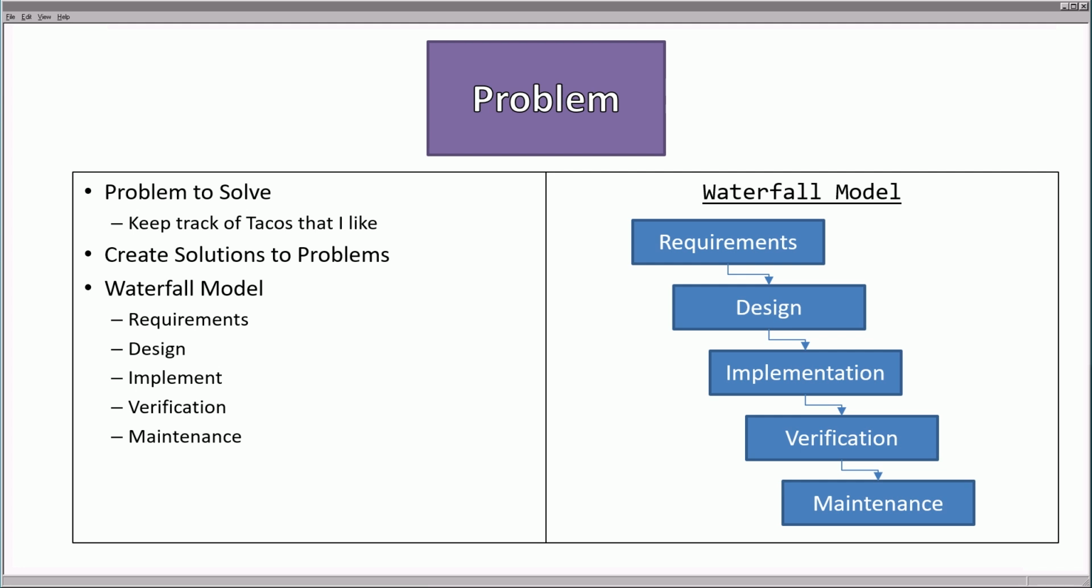After we have created the solution, we have to verify it by running it through a series of tests. Now, once we've tested the software, we have to continue to maintain the software. Adding new features, modifying features, fixing bugs, we have to maintain what we have created. We're going to focus on the first three parts of this. We're going to establish what our requirements are, design the software, and then go through implementing the software.